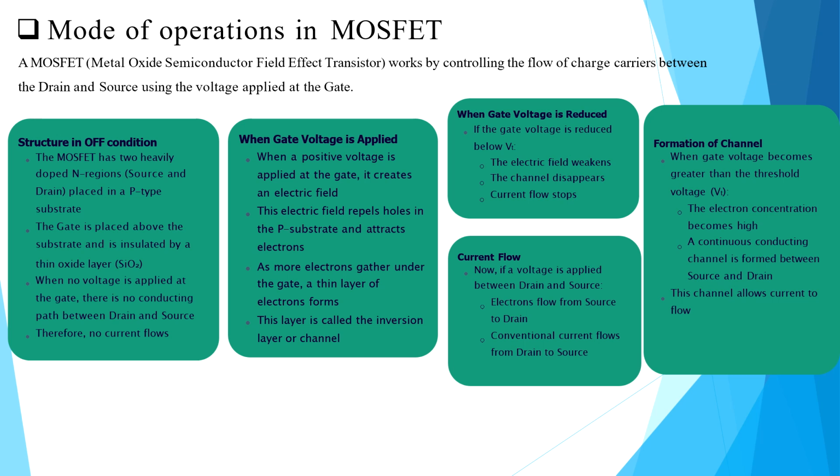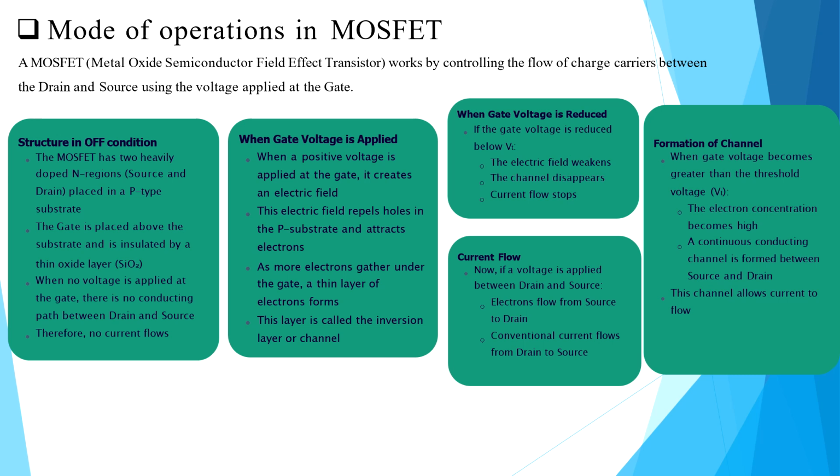When a positive voltage is applied at the gate, it creates an electric field. This electric field repels holes in the p substrate and attracts electrons. As more electrons gather under the gate, a thin layer of electrons forms. This layer is called the inversion layer or channel. When gate voltage is reduced, then what will happen? If gate voltage is reduced below Vt, the threshold voltage, the electric field weakens, the channel disappears and current flow stops.